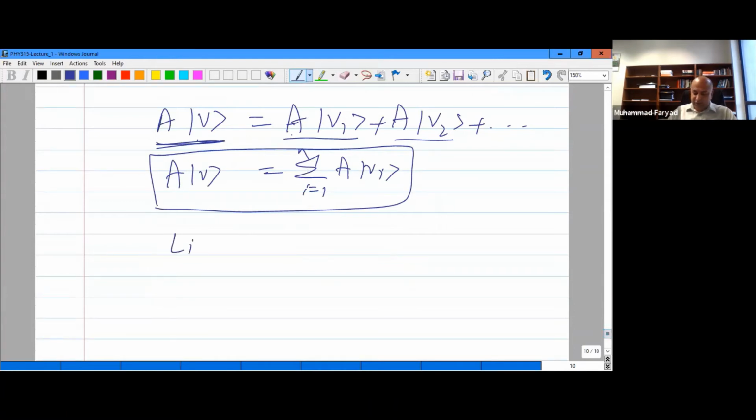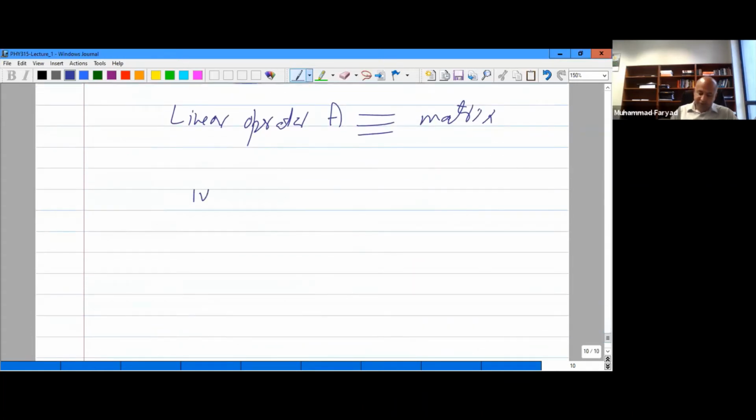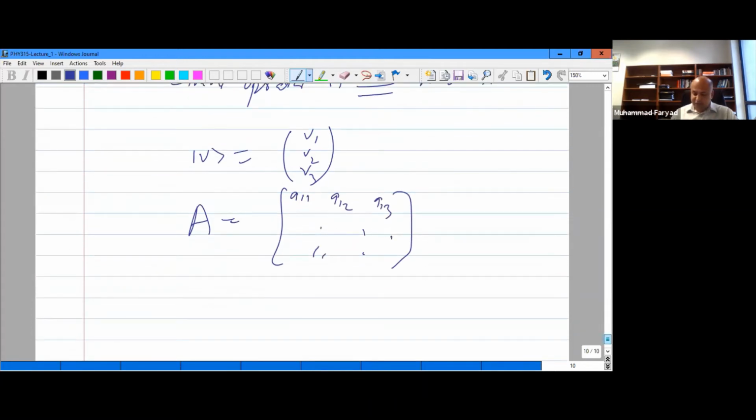But a linear operator can be shown to be represented by a matrix. So it means that if I have, let's say, a vector v, something like v1, v2, v3, then my operator A can be written as a11, a12, a13, and so on, which means that I can work out this Av using the regular matrix multiplication rules.